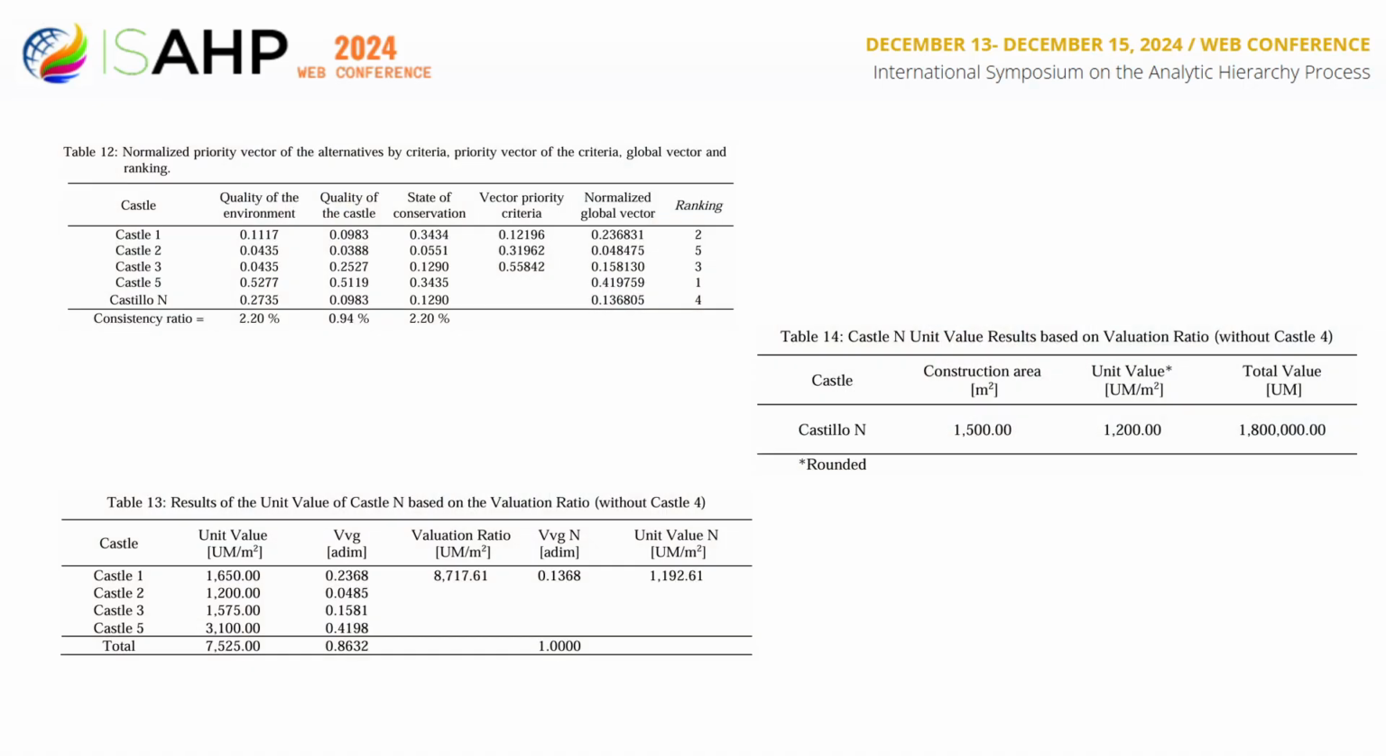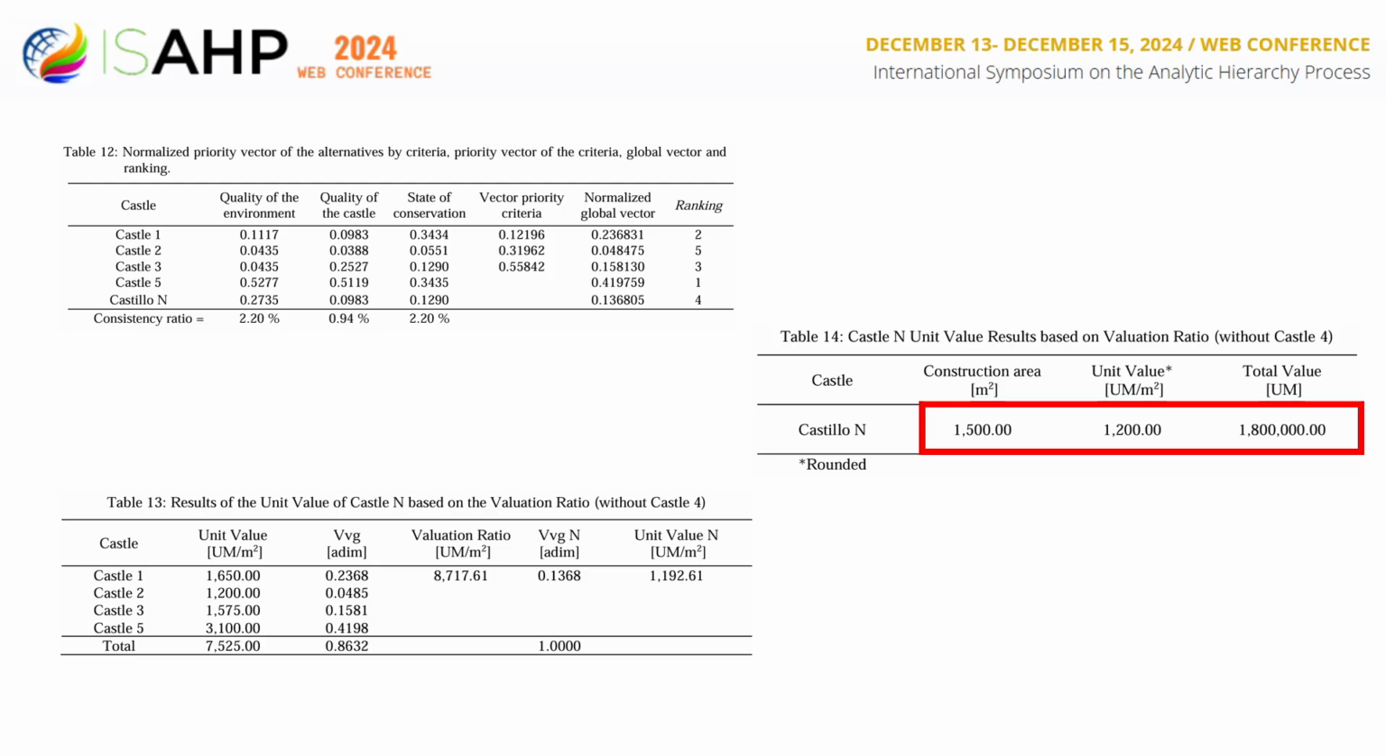Once the pairwise comparison matrices of the criteria and of the alternatives by criteria have been determined, a table is presented with the results for the normalized priority vector by alternatives, the priority vector of the criteria, the global vector, and the ranking. In this other table is the result for the unit value of Castle N, while in this other table is the calculation of the total value for Castle N of 1,800,000 monetary units.